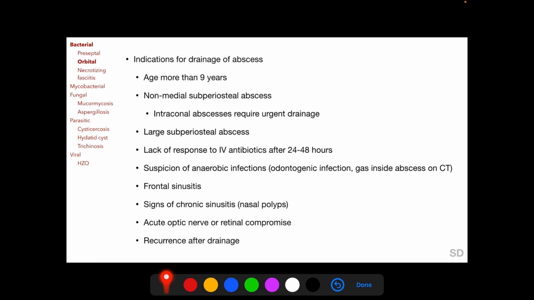If a subperiosteal abscess does not respond to IV antibiotics 24 to 48 hours after institution of treatment, suspicion of anaerobic infection from infection of the tooth, or CT scan revealing gas inside the abscess. And other indications for drainage of abscess include frontal sinusitis, chronic sinusitis with nasal polyps, acute optic nerve or retinal compromise, and recurrence of the subperiosteal abscess after drainage.